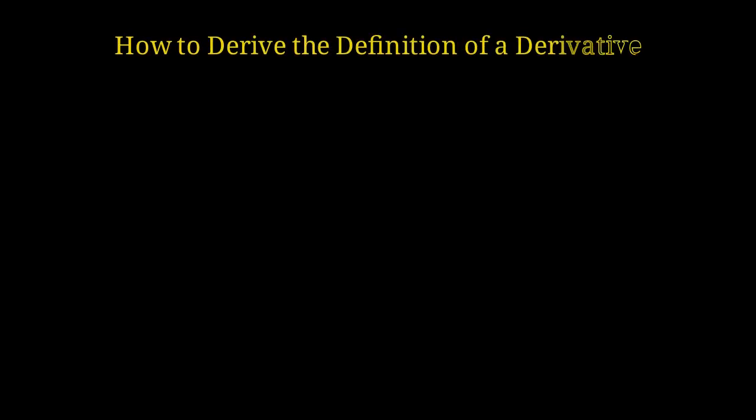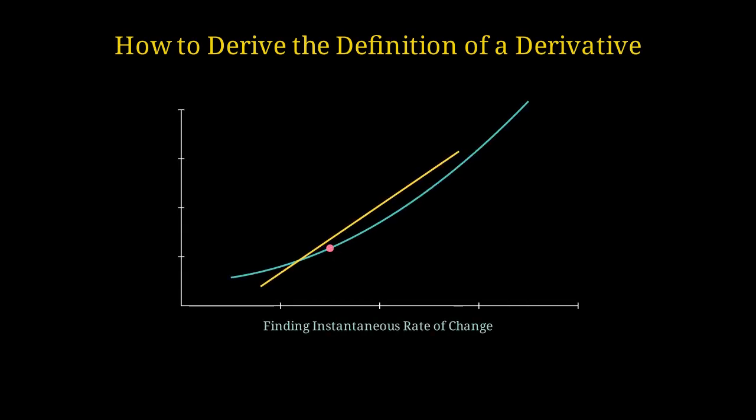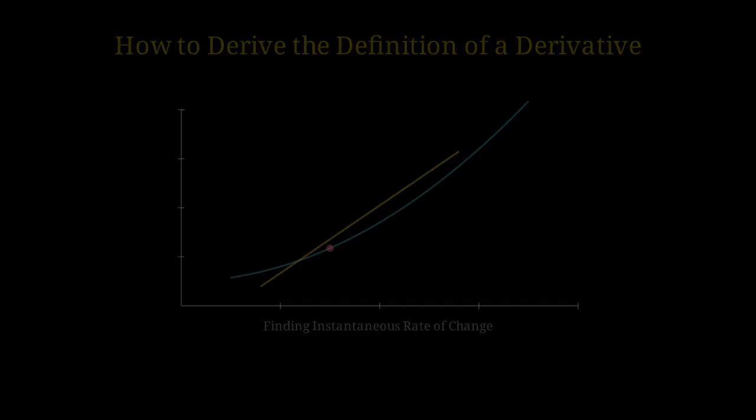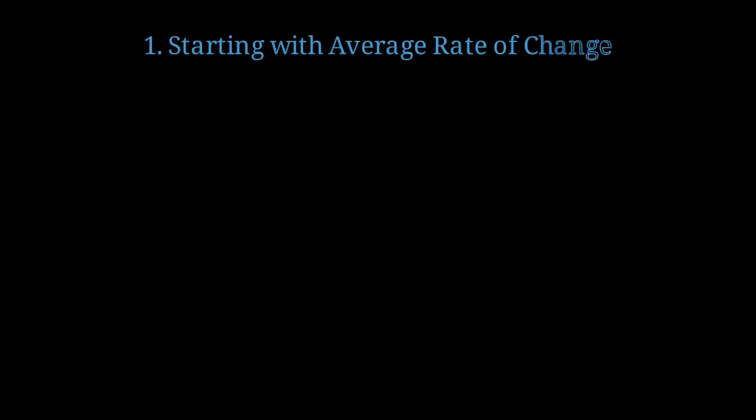Let's discover how the formal definition of a derivative emerges from a simple geometric idea. The derivative measures how fast a function changes at a single point, capturing the instantaneous rate of change. We begin with something familiar, the average rate of change between 2 points.